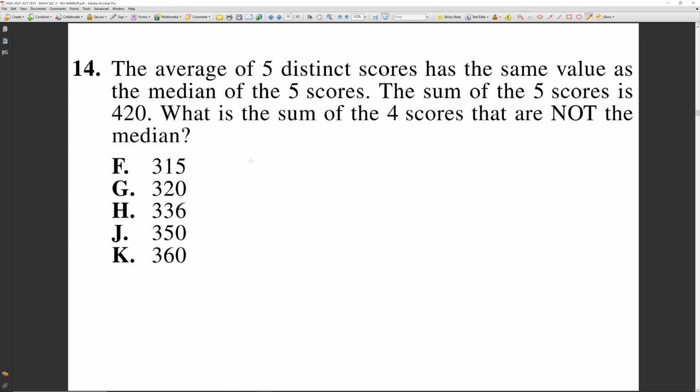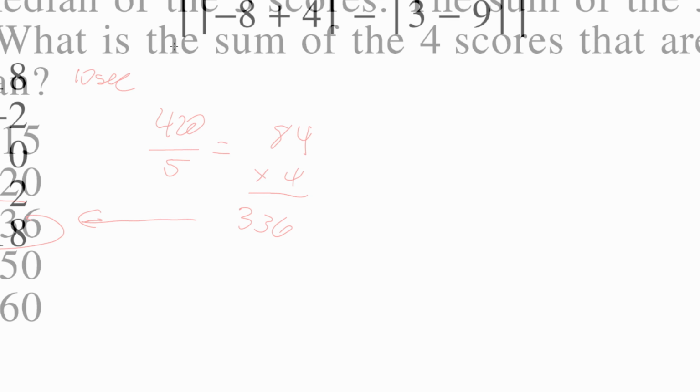So what you need to do is you take 420 and you divide that by 5, and that will give you 84. So we take 84 and you multiply that by 4 because we're trying to eliminate the median, and the answer is 336. Answer is H. So in reality, this is a 10-second problem. Number 15.